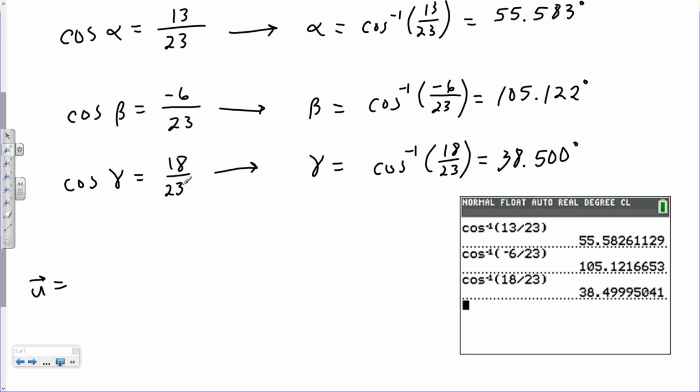is equal to, I can just steal these direction cosines here. We said it's 13 over 23 times vector i plus -6 over 23, however you want to write it, times vector j, and finally 18 over 23 times vector k there. There we go. There's a unit vector in the direction of vector v that they gave us.